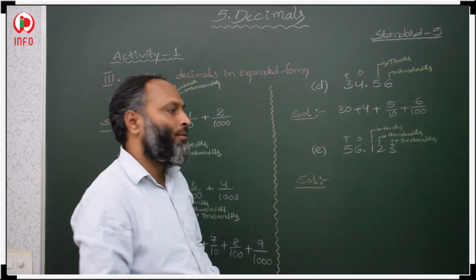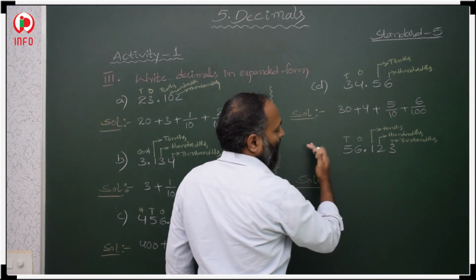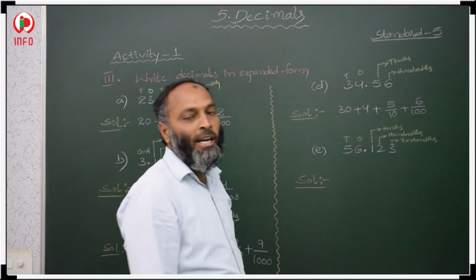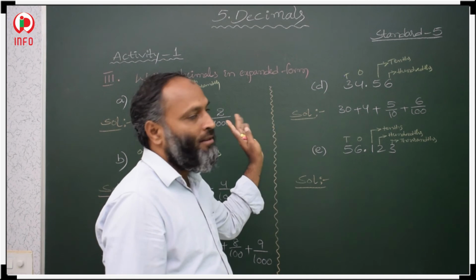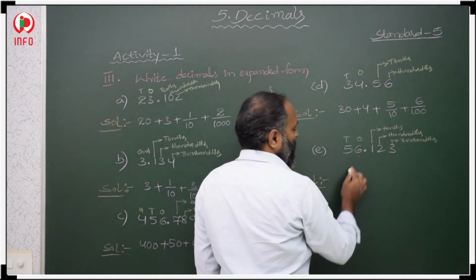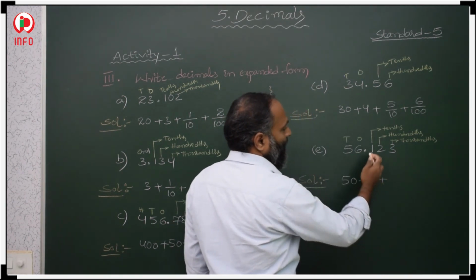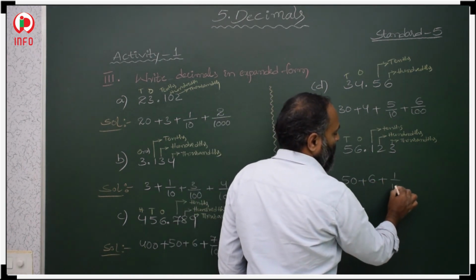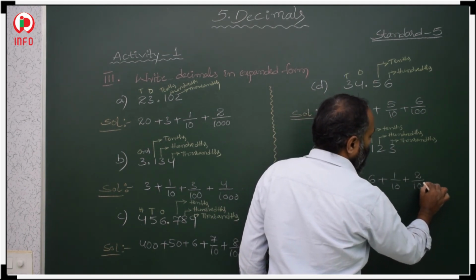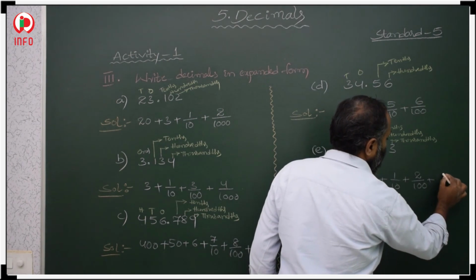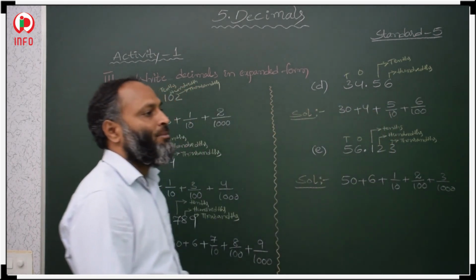Okay, now these are left side values, and these are right side values after the decimal point. Right side values are decimal numbers, and left side values are whole numbers. Then 56: 5 is in tens place, so 50, plus 6 is in ones place, 6 as it is, plus. 1 is in tenths place, 1 by 10. 2 is in hundredths place, 2 by 100. And 3 is in thousandths place, 3 by 1000. So this is the expanded form.